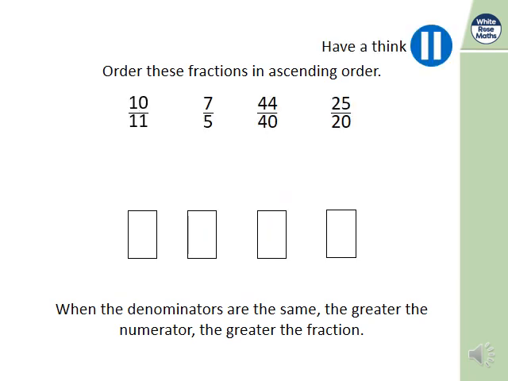Same again this time. Order these fractions in ascending order. And remember the rule, when the denominators are the same, the greater the numerator, the greater the fraction. And have a think, will it be the numerators or the denominators we're going to change? Which of those can we change and what can we change them to? And if we're finding it a little bit tricky, have a really big clue, have a really good look at this one, 10/11ths. What do you notice about this one compared to the other fractions? Pause the video and have a go.